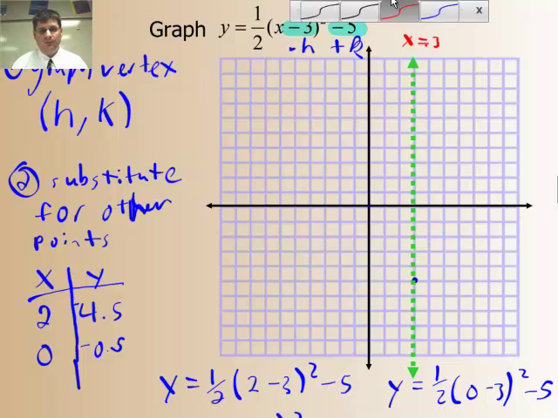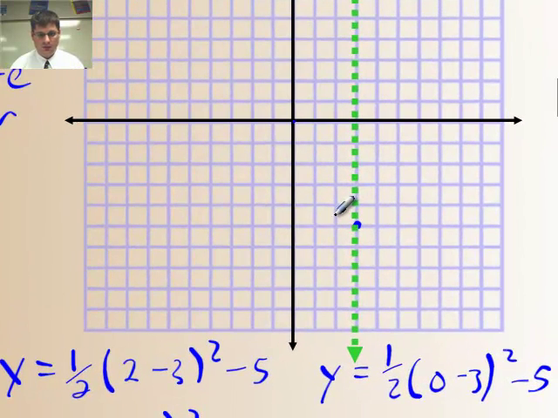Okay, now so let's do this. 2 and -4.5. So 1, 2, 3, 4, and then 0.5. So halfway between -4 and -5 will be that point. And then 0 and -0.5. So that's just going to be right here. That's going to be our y-intercept, -0.5.